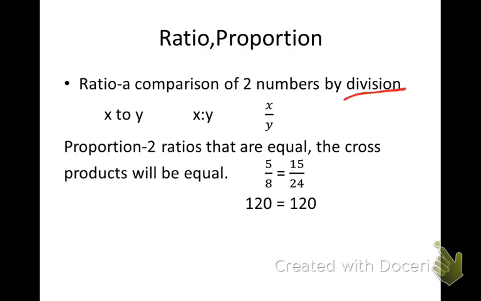And then a proportion is two ratios that are equal. And the cross products in a proportion will always be equal. So if you take the things diagonally across from each other and multiply them, 5 times 24 is 120, and 8 times 15 is 120. And it's equal, then it is a proportion. If you get something that's not equal, it is not a proportion. And we're going to use this fact in many of our problems. We're going to be finding a missing number in the proportion and use this idea that the cross products are equal.